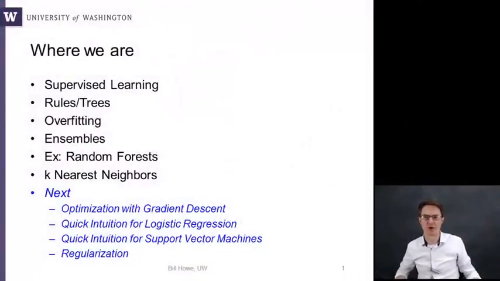All right, so we'll recap of where we are. We talked about supervised learning, talked about deriving rules and arranging them into trees. We talked about how those trees are susceptible to overfitting. And we talked about one way of combating overfitting is to use ensembles of weak learners and combine their results to form a strong learner, and gave one example of this in random forest.